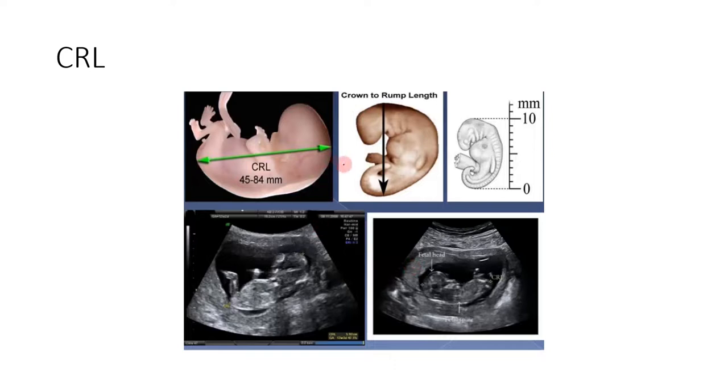This is again a picture of the crown rump length. See how in the ultrasound machine, they are marking the cranium. You can see a crosshair like this. You can see another crosshair here, and with that they will identify the CRL. This is CRL. So this is the embryo. CRL is a very important parameter that is identified.